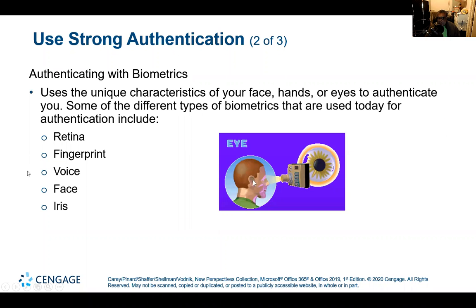Authenticating with biometrics uses the unique characteristics of your face, hands, or eyes to authenticate you. Some of the different types of biometrics that are used today for authentication include retina, fingerprint, voice, face, and iris.